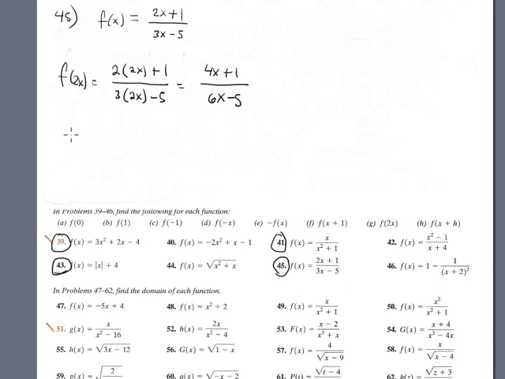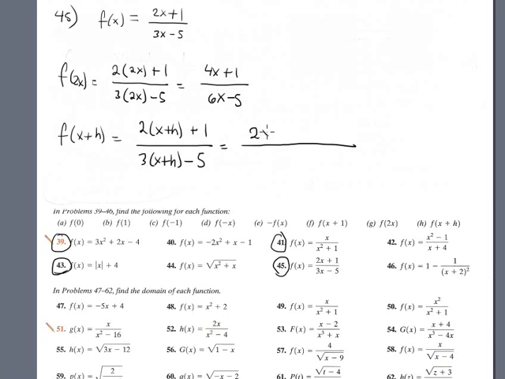Super. Now f evaluated at x plus h. This is 2 times x plus h plus 1 over 3 times x plus h minus 5. Now distribute: 2x plus 2h plus 1 over 3x plus 3h minus 5. I'll leave it like that as the answer.